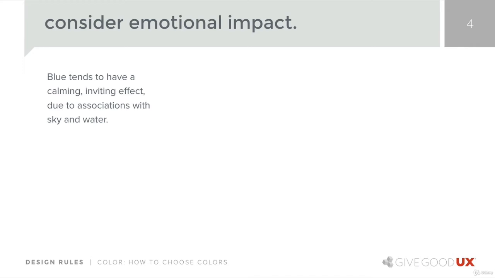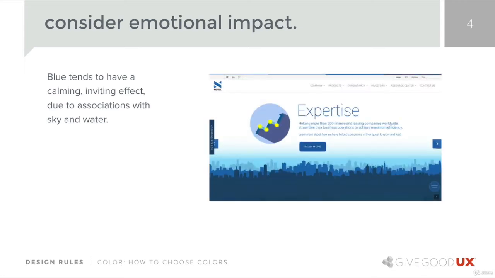So blue, as we said, tends to have a calming, inviting effect due to its associations with sky and water. So when you see something like this, all right, for a tech company, expertise, look at that. It carries a very significant emotional message. It's calm. It's like, hey, we know what we're doing, but it's not screaming at you. It's not boasting. It's not going, we are the best company you've ever heard. That's not the tone of voice you hear in your head when you look at this. You hear it in a much more calming way, and color is influencing that voice in your head, that subconscious voice in your head when you read this, all right?